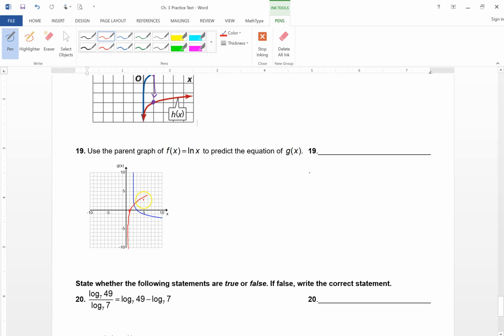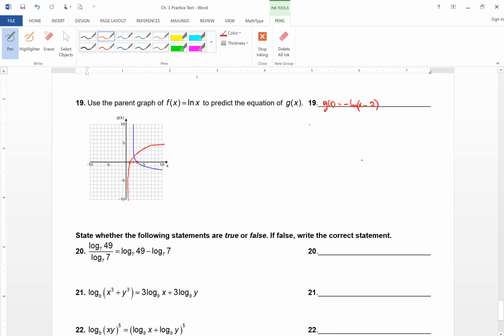So the one you're given has been reflected, right? That means that g of x is first of all negative ln of x. But what else has happened? It moved how much? 1, 2 spaces. So it's negative ln of x minus 2, in parentheses. Okay?